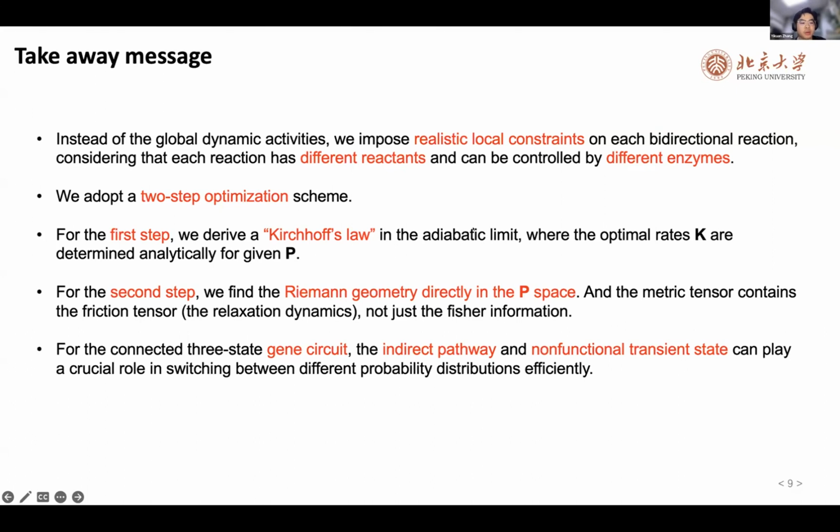play a crucial role in switching between different probability distributions efficiently.